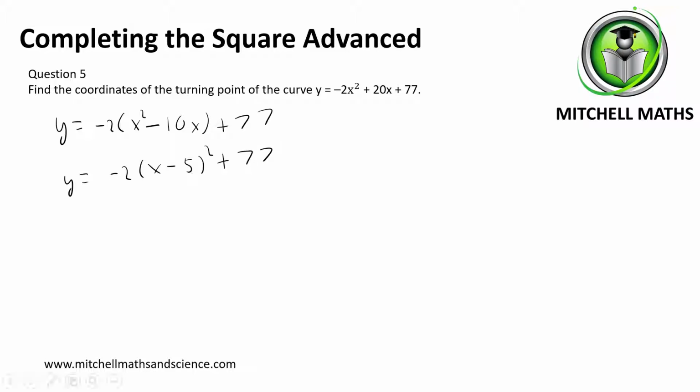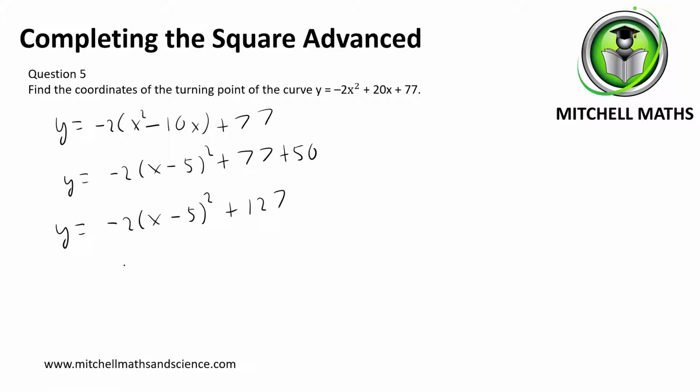Minus 5 times minus 5 is 25. I'm going to times the 25 by minus 2, which will give me minus 50. So instead of taking the 50 off the final term, I'm going to add it on. Therefore, I'm going to get y equals minus 2x squared. 77 plus 50 is plus 127.